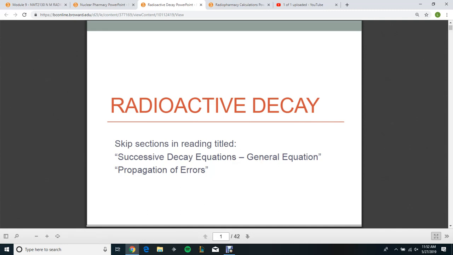Radioactive decay. Skip sections in reading titled Successive Decay Equations, General Equation, Propagation of Errors.